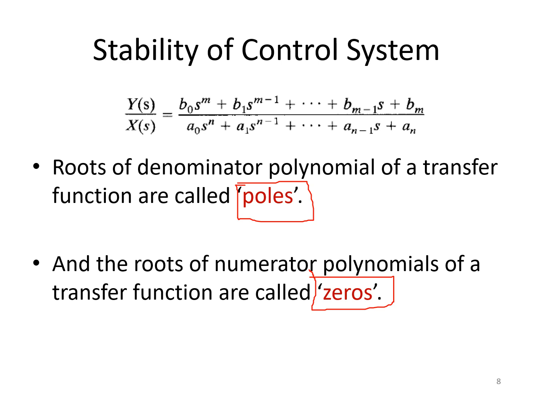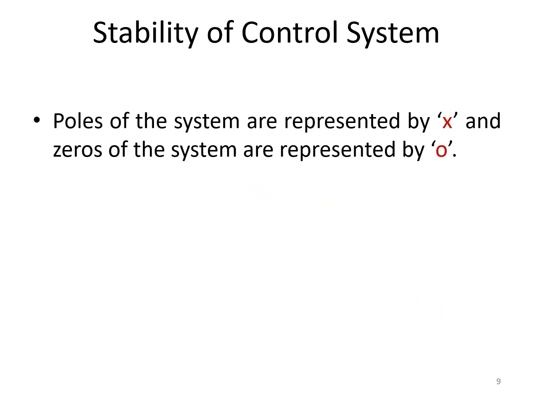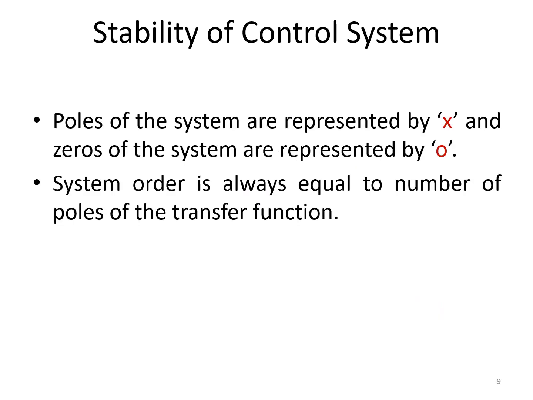Why the name is given like this is, see, poles have a tendency to take the response of a system towards infinity, and usually these are represented with a cross symbol. And zeros have a tendency to take the response of a system towards the value 0 or towards the origin. Hence they are termed as zeros, and usually represented with a circle like this. So this is about poles and zeros. This is what I told you in the previous slide. Poles are represented using this symbol, and zeros are represented using this symbol.